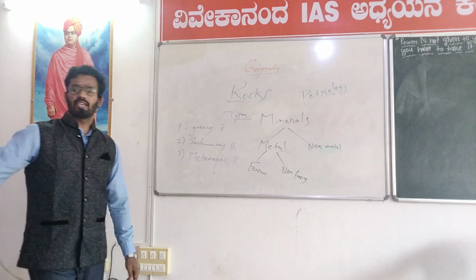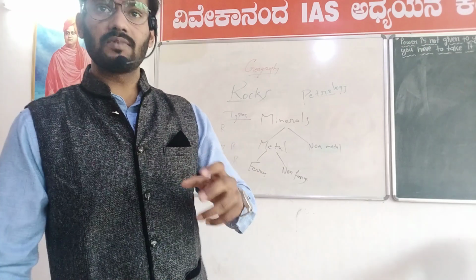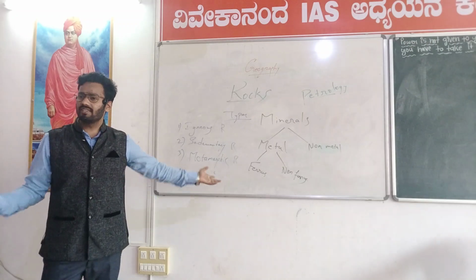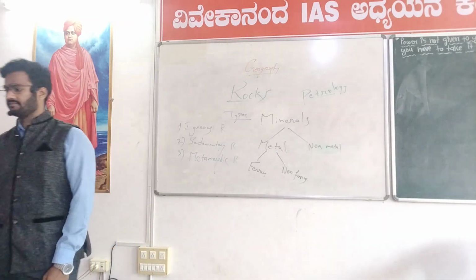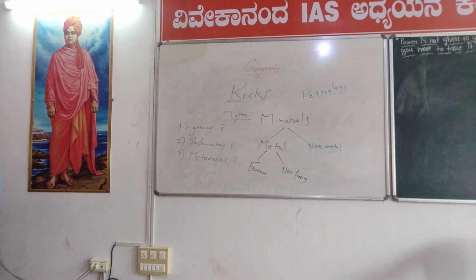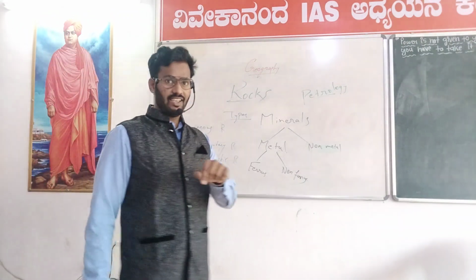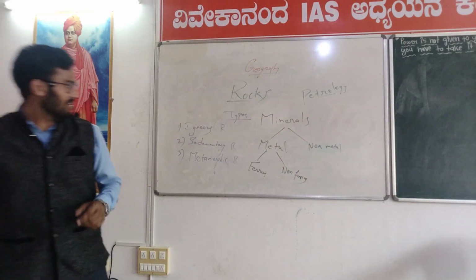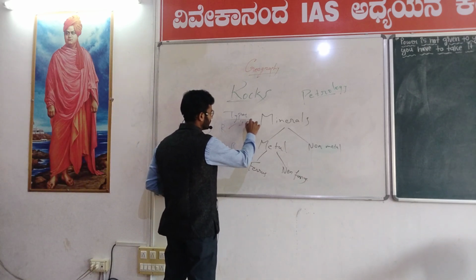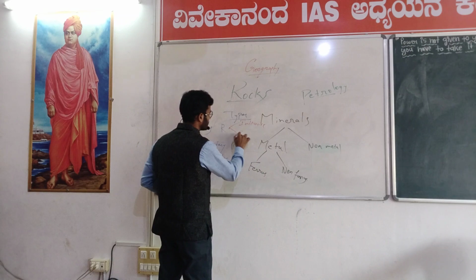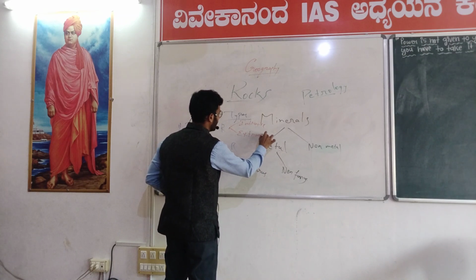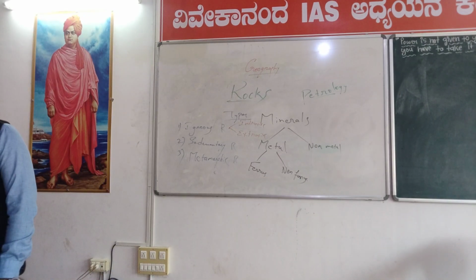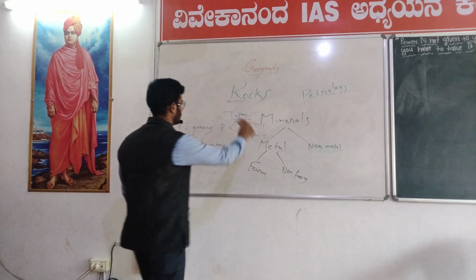When magma comes to the surface, it becomes lava. After cooling of the lava, it becomes a hard substance. That itself is an igneous rock. And there are two kinds of igneous rocks: one is intrusive, and another one is extrusive. Intrusive means below soil. Extrusive means above soil, right?